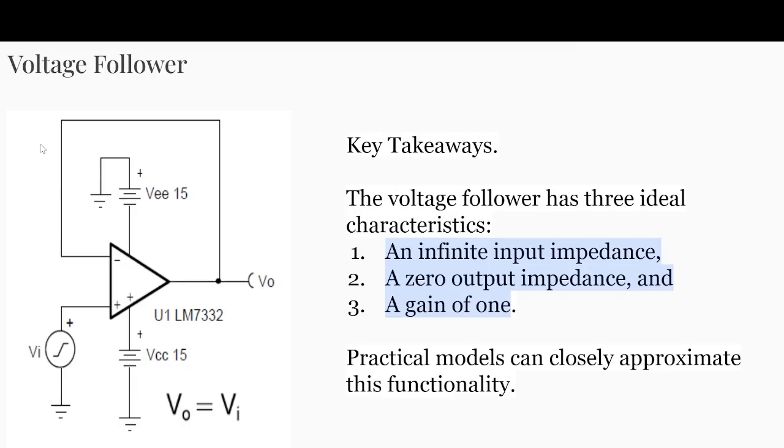This is another voltage follower, which we already discussed. What are the key takeaways for the voltage follower or unity gain amplifier? It has 3 ideal characteristics. It has an infinite input impedance, which we already know is one of the assumptions when we do mathematical modeling of an op-amp, a 0 output impedance, and a gain of 1. The practical model can closely approximate this functionality. So let's carry on.